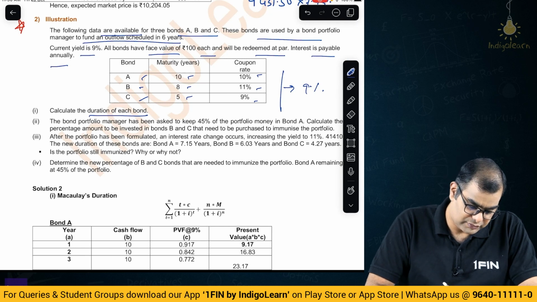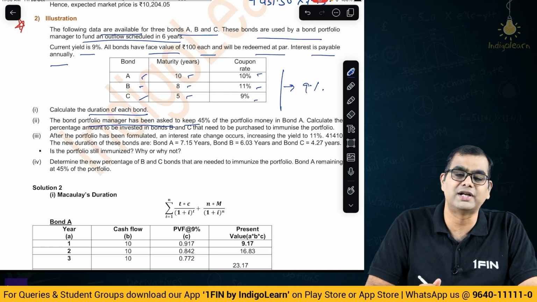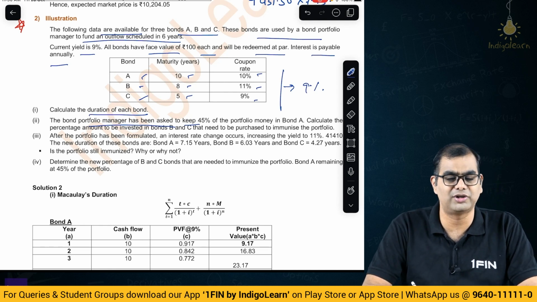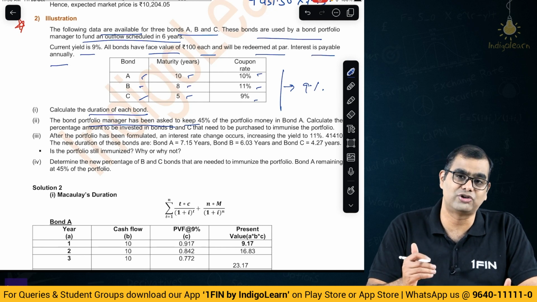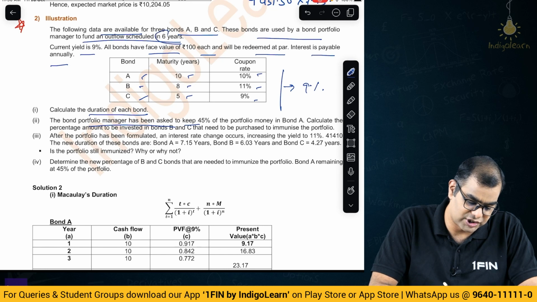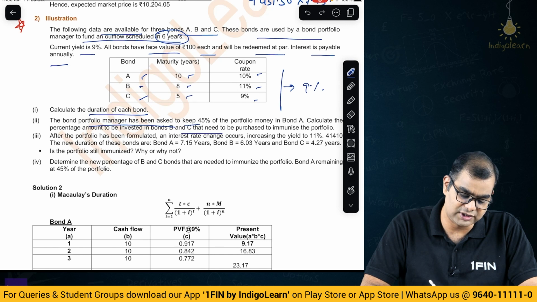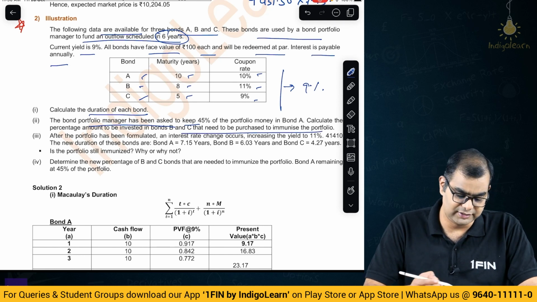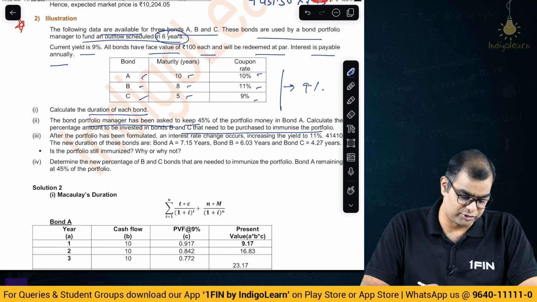We can do that. The bond portfolio manager has been asked to keep 45% of the portfolio money in bond A. Calculate the percentage of money to be invested in bonds B and C that need to be purchased to immunize the portfolio. So, this is about the immunization concept. What is immunization? A portfolio is said to be immunized when the duration of the portfolio matches the exact maturity of the liability. When is the liability here? Outflow is scheduled in 6 years. So 6 years is the liability. So we have to ensure that the duration of the portfolio is 6 years by putting some weights for B and C, which is roughly B plus C is 55%. So we have to figure out the weights based on the durations and then compute the answer.